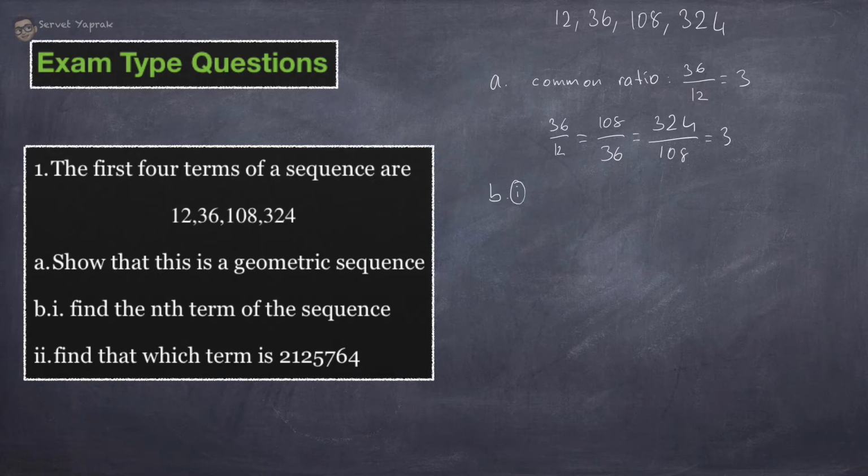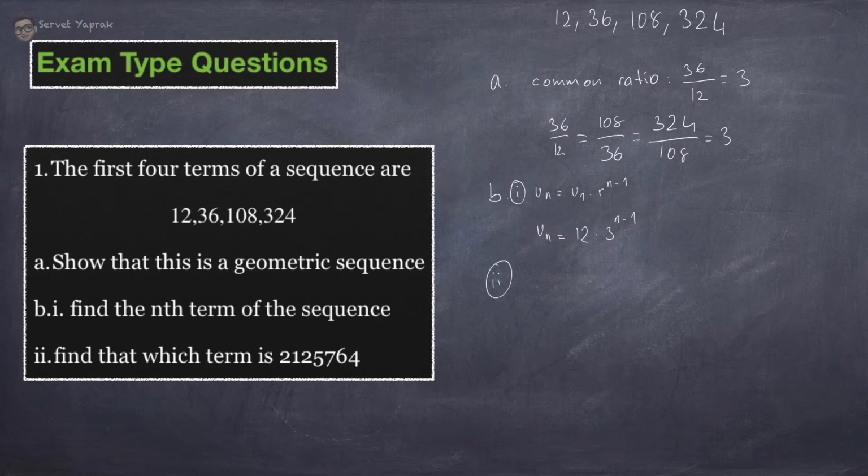So nth term will be un equals u1 times r to the power of n minus 1. This is from the formula booklet. So un equals, our first term is 12 and r is 3. So 12 times 3 to the power of n minus 1 will be the general term or nth term of this sequence.